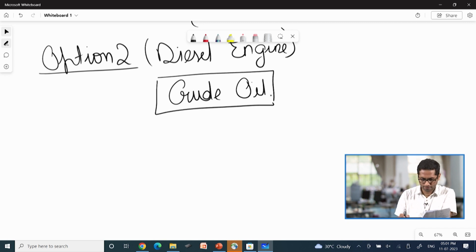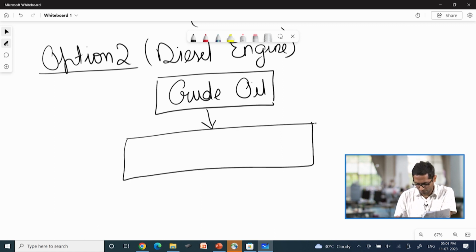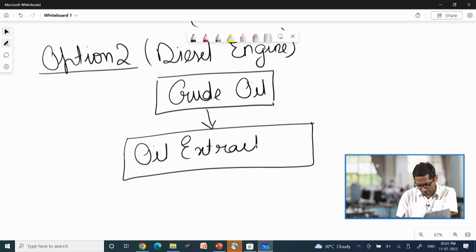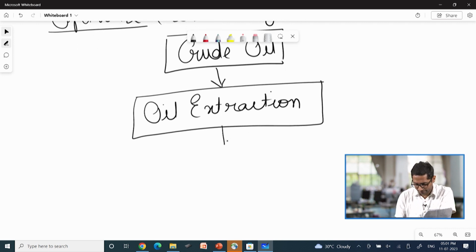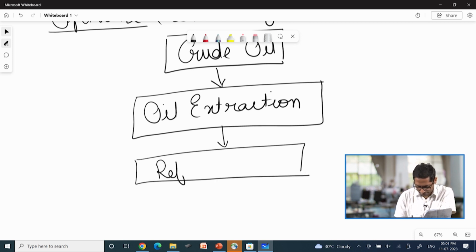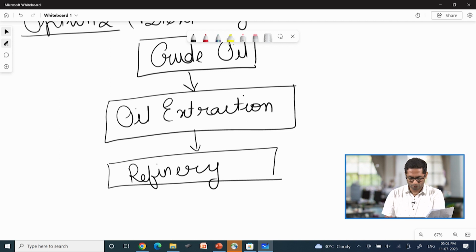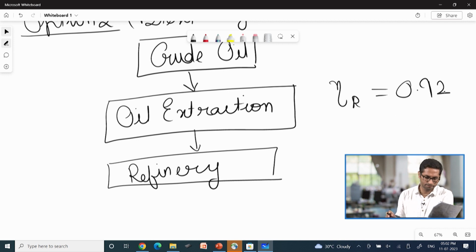This crude oil would go for oil extraction. There would be oil extraction rigs, and then there would be a refinery which would convert the oil into the different components. If I consider the total efficiency from crude oil till the diesel production in a refinery, I can take a cumulative efficiency of eta R to be roughly around 92% or 0.92.